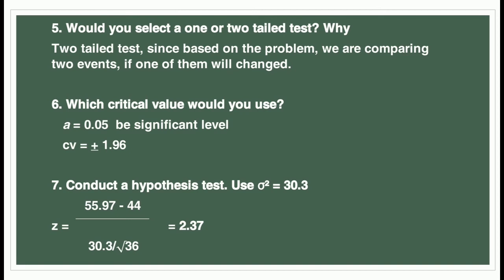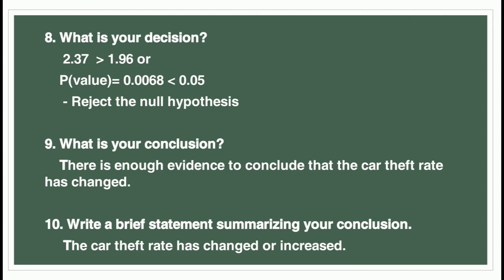Z is equal to 55.97 minus 44 over 30.3 over square root of 36, which is equal to 2.37. The next question is, what is your decision? 2.37 is greater than 1.96, or p-value is equal to 0.068, less than 0.05. The decision is reject the null hypothesis.